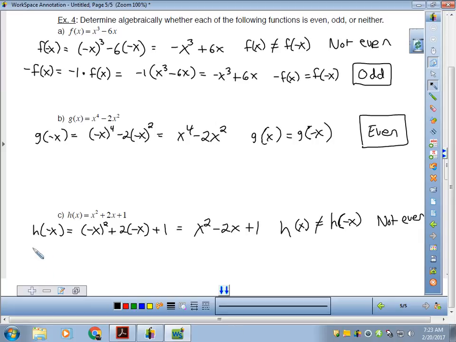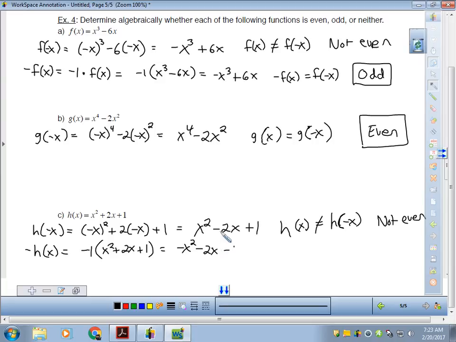So then we're going to go and find negative h of x. So that means we have a negative 1 times our h of x function, which was x squared plus 2x plus 1. Distribute the negative 1 into the parentheses, and you get negative x squared minus 2x minus 1.